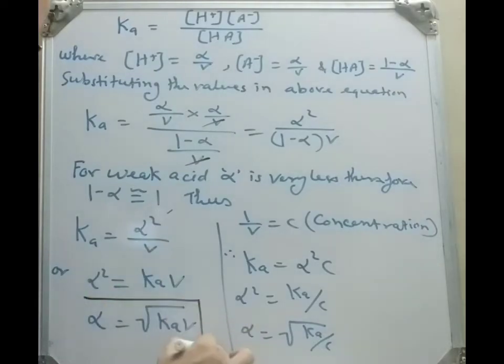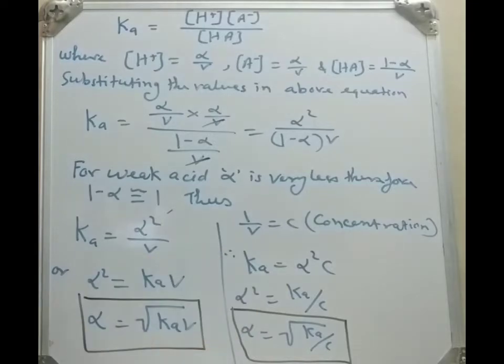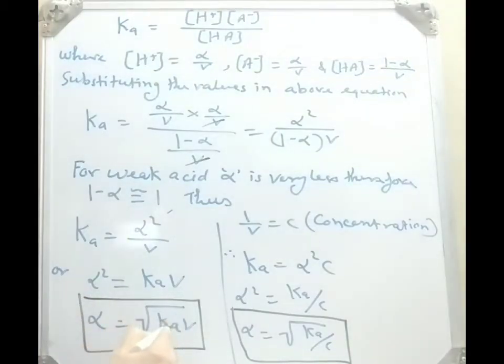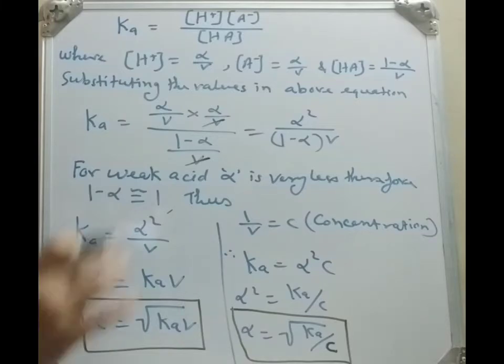So according to the Ostwald dilution law, the degree of dissociation of a weak acid is directly proportional to the root of volume, and the degree of dissociation is inversely proportional to the root of concentration. This is the Ostwald dilution law for weak acid.